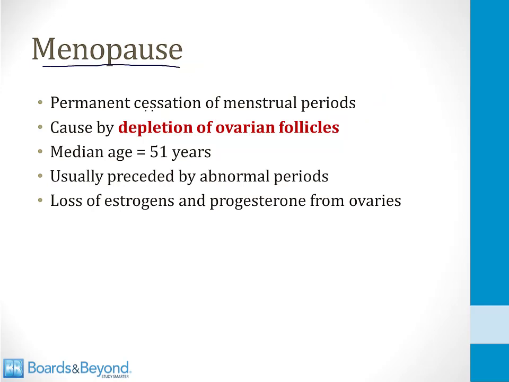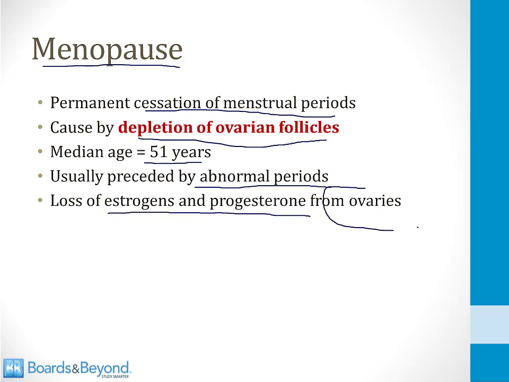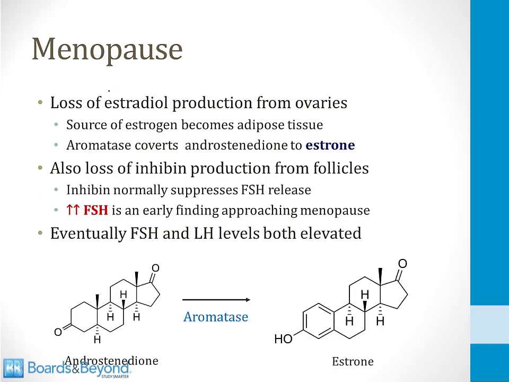This is the permanent cessation of menstrual periods caused by depletion of ovarian follicles. Women are born with a certain number of ovarian follicles, and eventually they run out, and this is when menopause occurs. The median age of onset is 51 years. It is usually preceded by several years of abnormal periods, and from the perspective of the female reproductive hormones, the woman loses estrogens and progesterone coming from the ovaries in this condition. More specifically, the woman loses estradiol production from the ovaries.